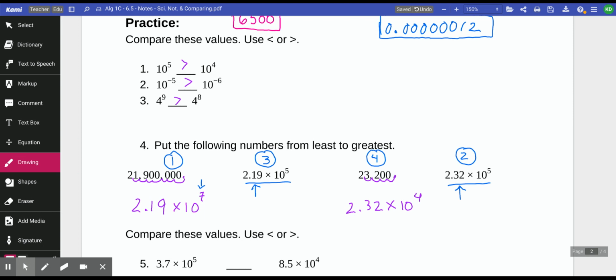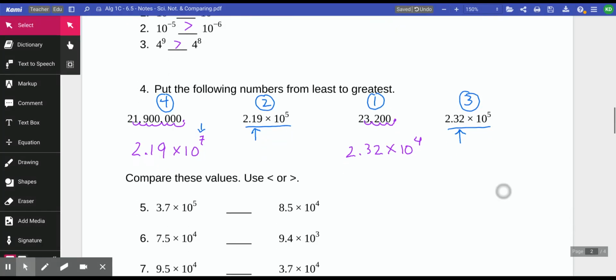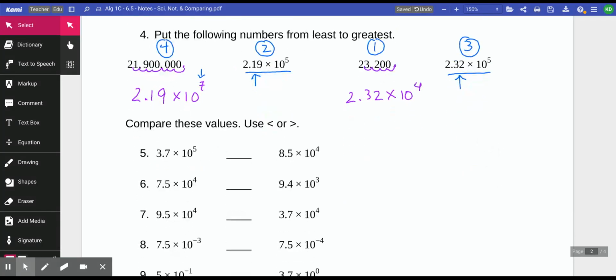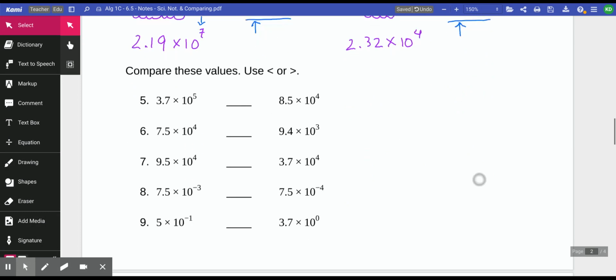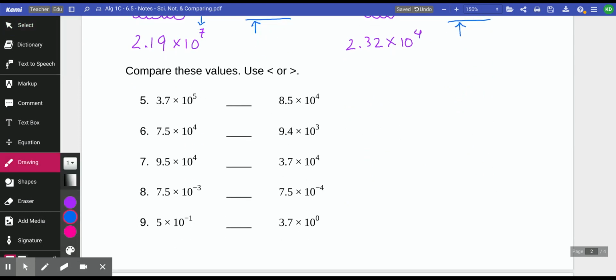Oh, except this said from least to greatest. So let's try that again. We'll just reverse that order. Least to greatest. So here's our least. Then it was this guy, 2.19, then 2.32, and then our 10 to the 7th, right? But I'm looking at those exponents first, and if the exponents are the same, then I'm comparing the numbers out front, that a value.